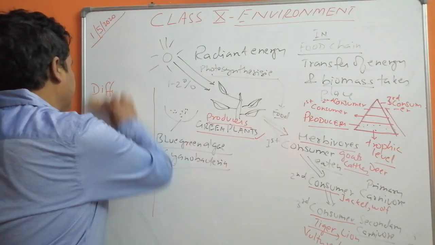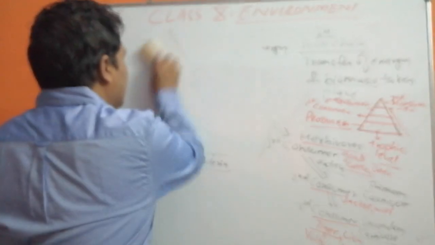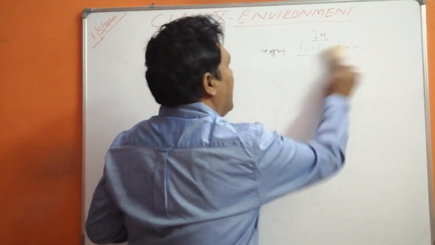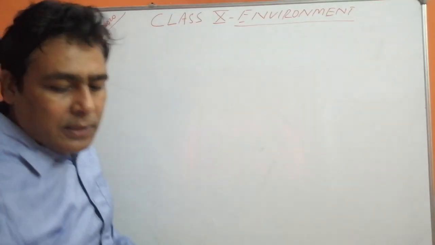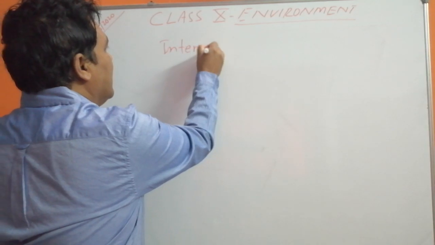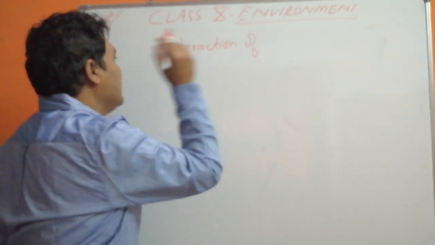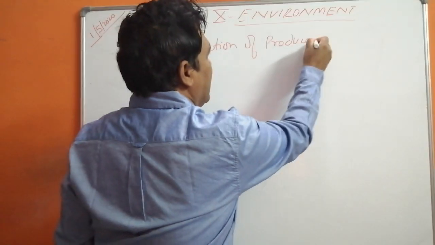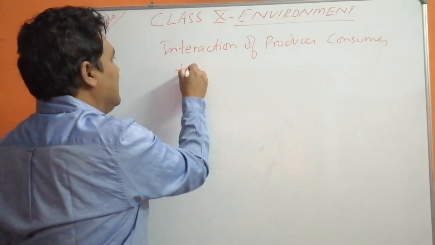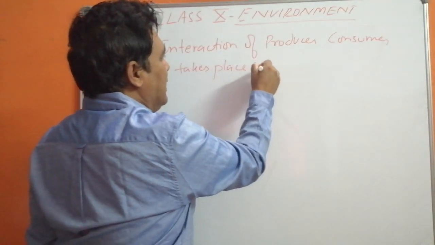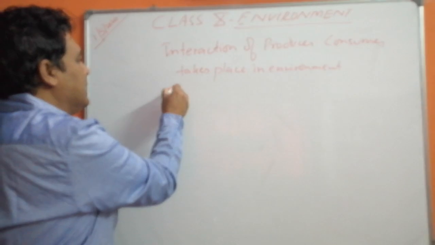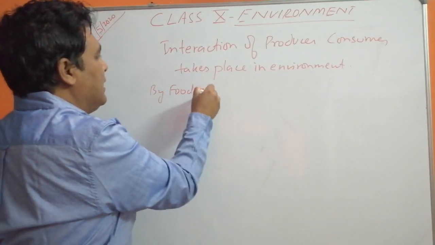Now coming to the second thing we will be discussing here, which is how these all interact with each other. How the interaction of producer and consumer takes place in the environment. So the answer is already being answered by the food chain. It is by food chain.